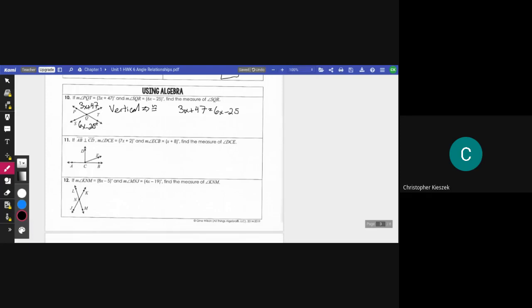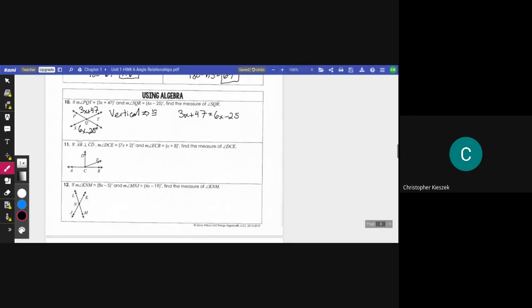We do the math. Let's see, add 25, which is going to give me 72, yes. Subtract 3x, I get 3x. And then I'm going to do 72 divided by 3, which is going to give me 24. I want to find SQR, so I plug that back in. 6 times 24 minus 25. Plug that into the calculator. And we get that is 119 degrees.